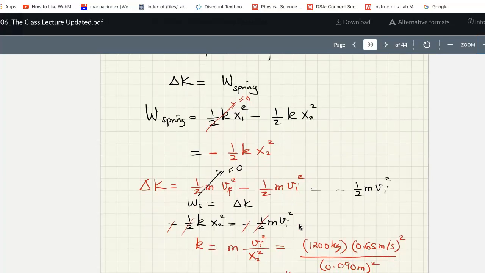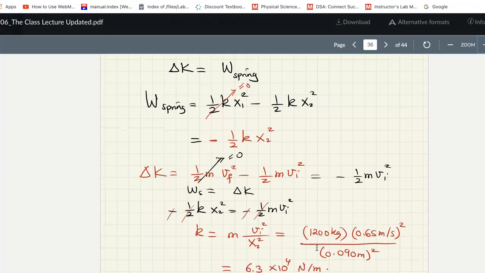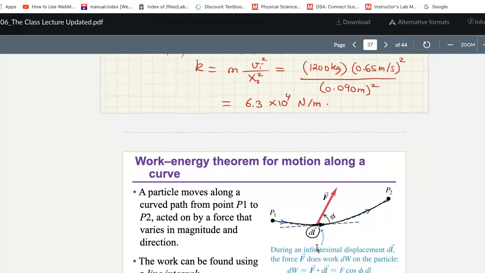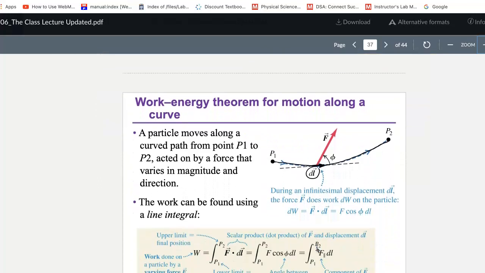For the kinetic energy, it will finally stop, and initially it has a kinetic energy. We can make them equal here, and we will be able to find k. k can be calculated as the mass times the initial velocity squared divided by x2 squared. And this is the value 6.3 times 10 to the 4 newtons per meter.